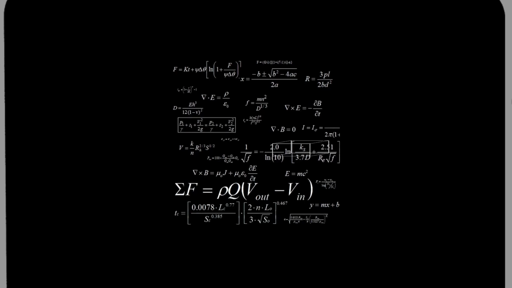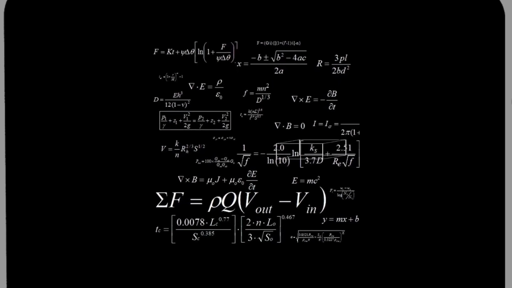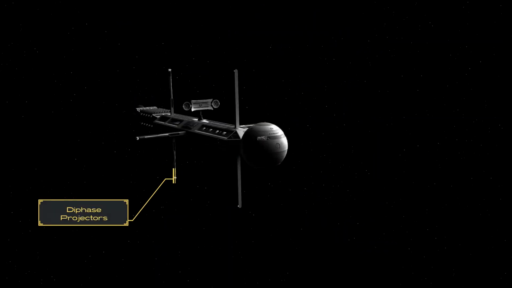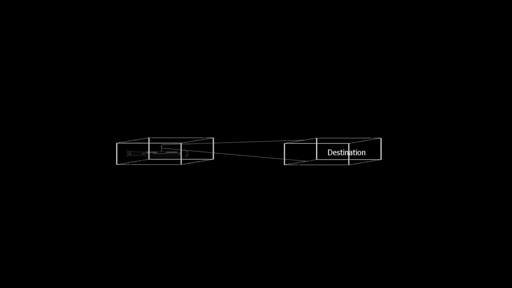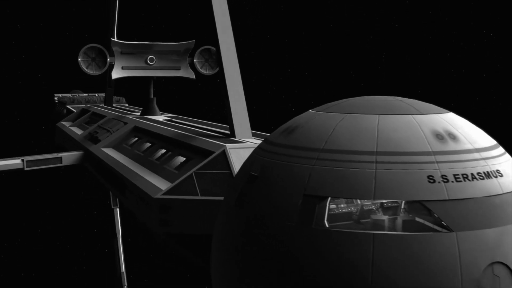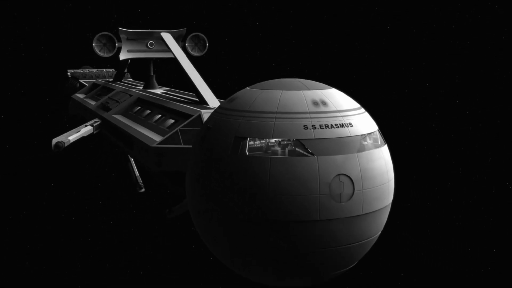Once the destination spacetime topography has been calculated to a reasonable degree of accuracy, the transposition process begins. Large diphase projectors along the exterior of the ship begin to produce powerful graviton-doped electromagnetic fields, which alter the local spacetime topography to match the calculated topography of the destination location. Older vessels used priapic diphase projectors, which were always deployed. Modern ships have pop-up diphase projectors which are erected only when desired.